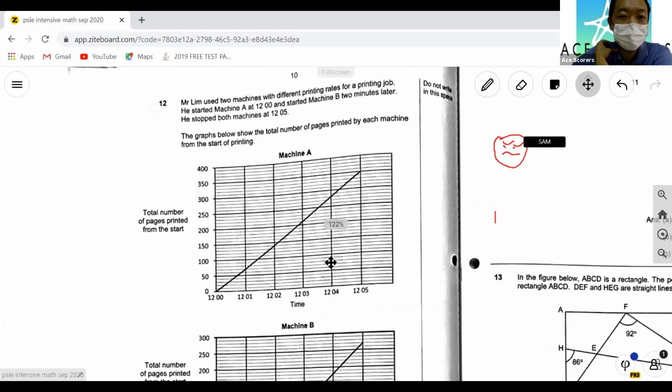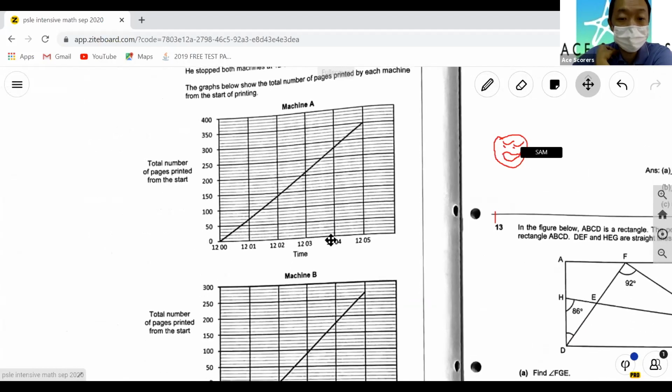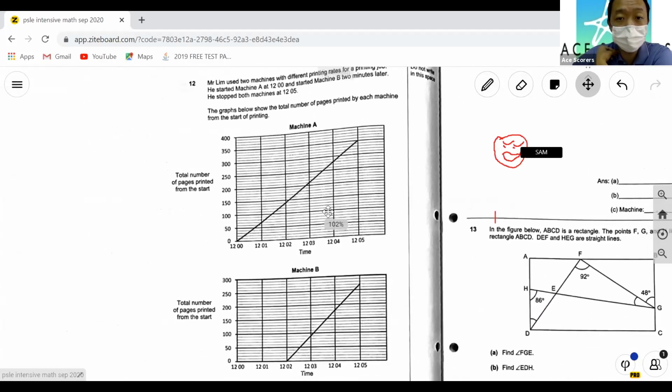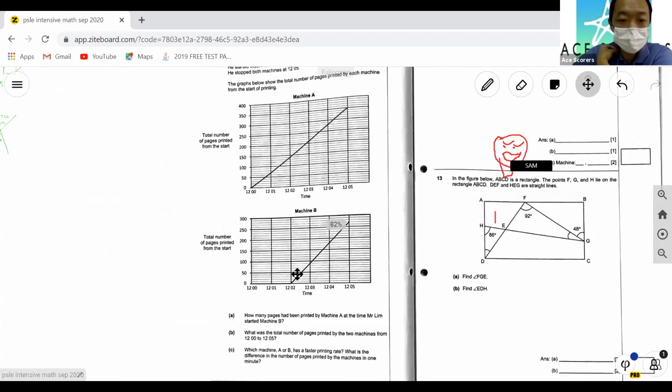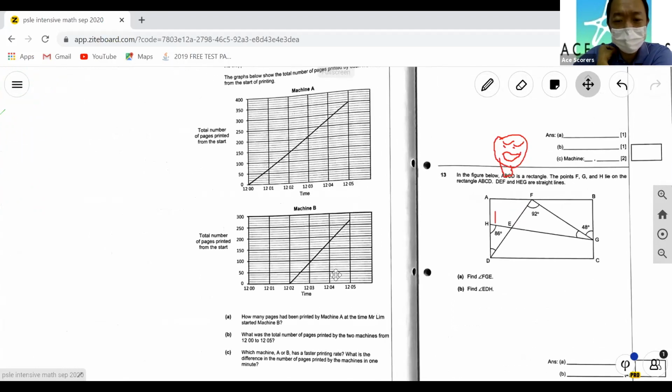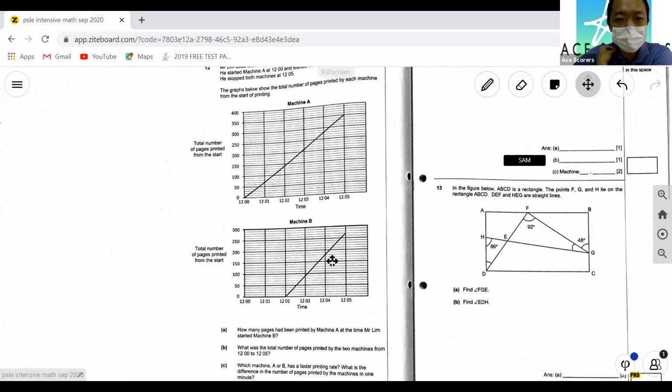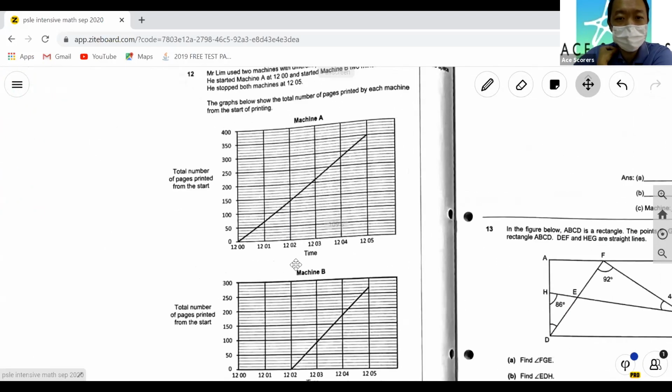Okay, so this is an example of a rate, the machine question, right? Printing rates. How many pages have been printed by machine A? Wow. Okay. So it's lengthy, we gotta read the whole thing.